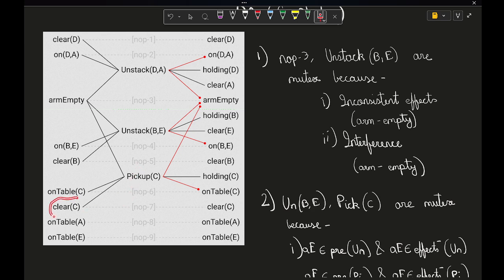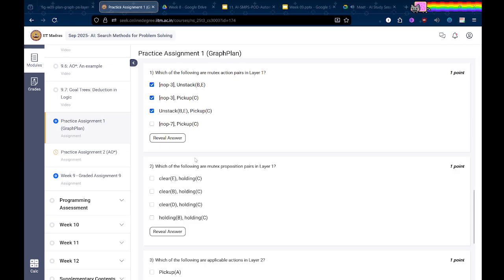So there is this clear C precondition that is common for both pickup C and no op 7, but that clear C is not a negative effect anywhere. So even interference does not play here, and both of them do not share any same negative effect as well. So yeah, both of them do not share any negative effect, so these two are not mutex. So only these three.